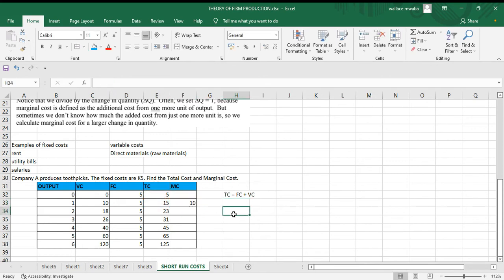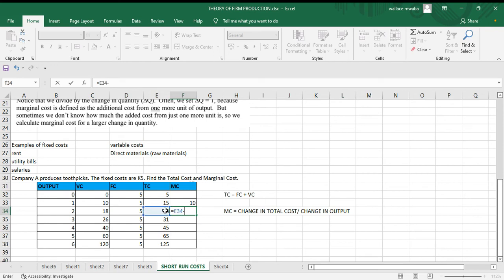Well, let me just write down the formula here. Marginal cost is change in total cost over change in output. Now, as you notice, the change in output is 1 when we're just increasing output by 1. So our denominator is going to be 1. So the number we'll be focused on is the change in the total cost. So we're going to say here, 23 minus 15, we get 8.